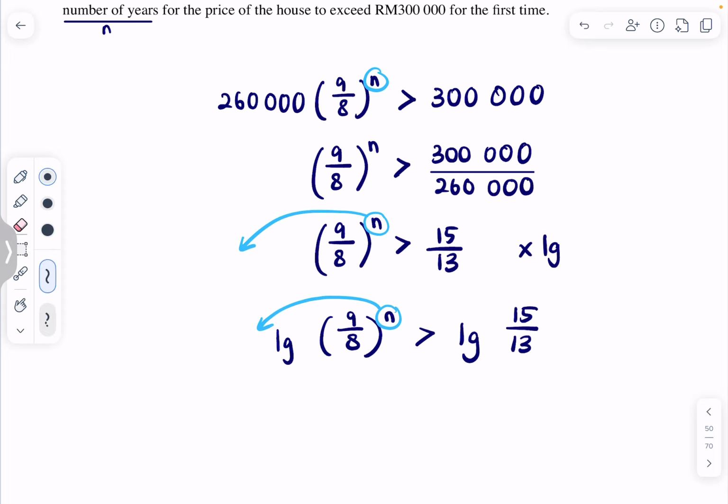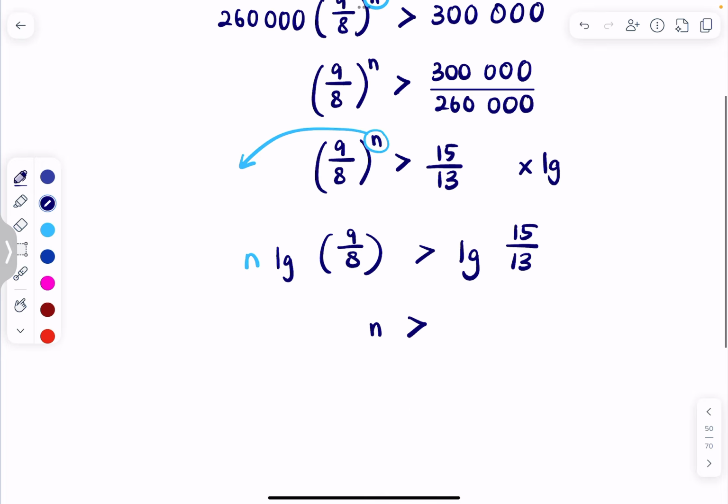So this can be written as n lg 9 over 8. Okay. Now, we want to make n the subject. We bring lg 9 over 8 to the other side, and it becomes divide. So it will become lg 15 over 13 divided by lg 9 over 8.